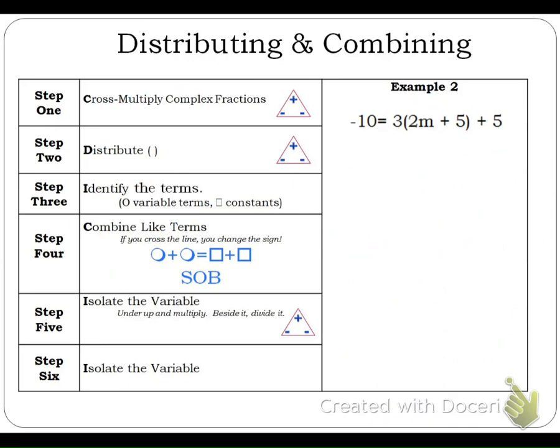Okay, let's look at our second example. Again, if you see parentheses in a problem, bells and whistles need to go off in your head and say distributive property. Distribute, it's like use that double rainbow. Do we have any complex fractions? If we do, we have to do that before you even take care of that parentheses. Do we have that here? No, there's no complex fraction here.